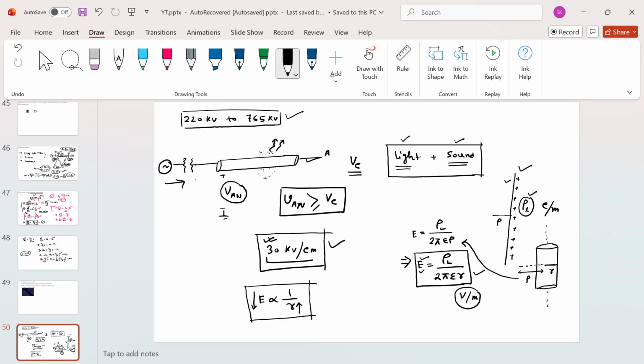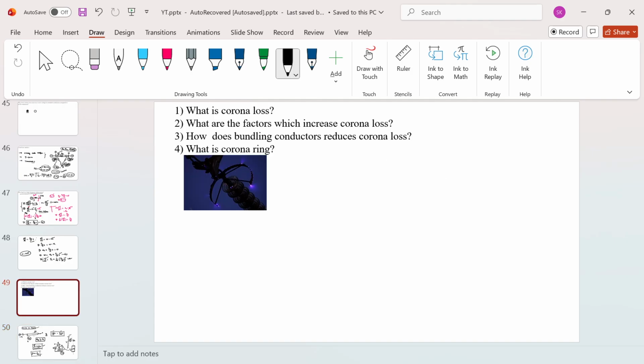Okay, I hope in this discussion it is clear why this corona is happening, how this corona loss is related to the electric field, and how it is related to the radius of the conductor. Okay. These are the points required for the discussion of the upcoming questions, like what are the factors which will increase the corona loss.